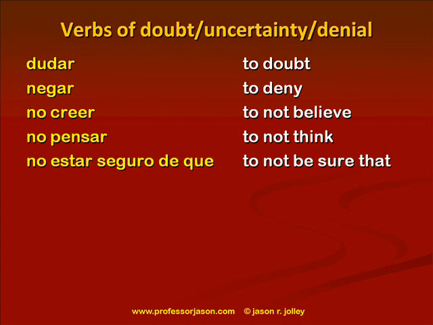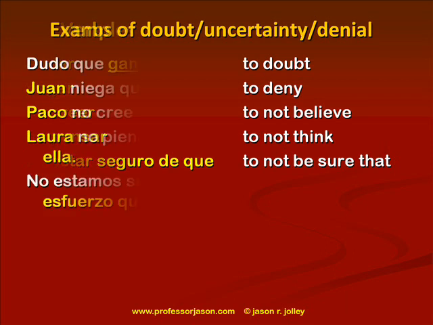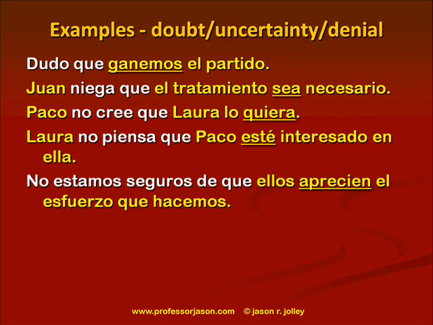Okay, a second major category of main clause verbs that trigger the subjunctive are those that convey doubt, uncertainty, or denial. Expressions like dudar, to doubt, negar, to deny, no creer, to not believe, no pensar, to not think, no estar seguro de que, to not be sure about. Let's take a look at some examples.